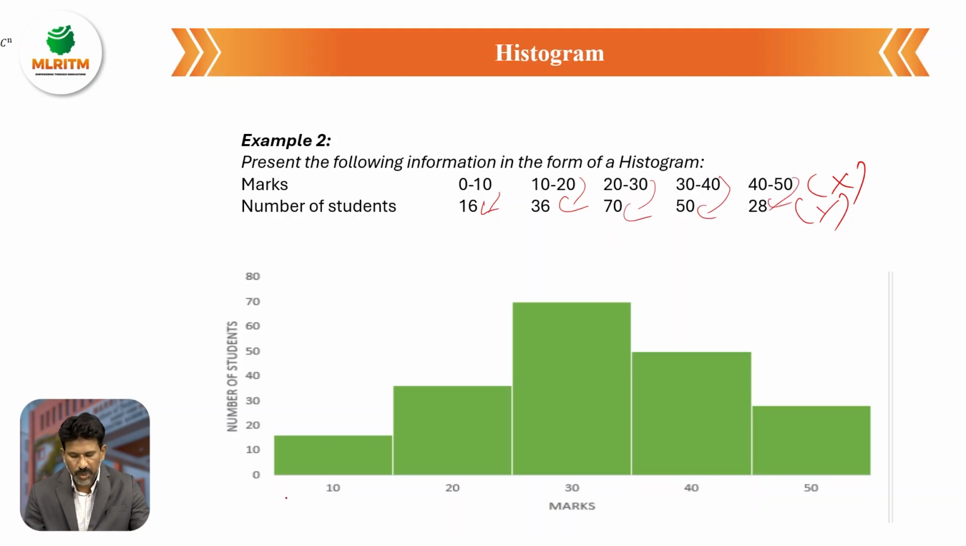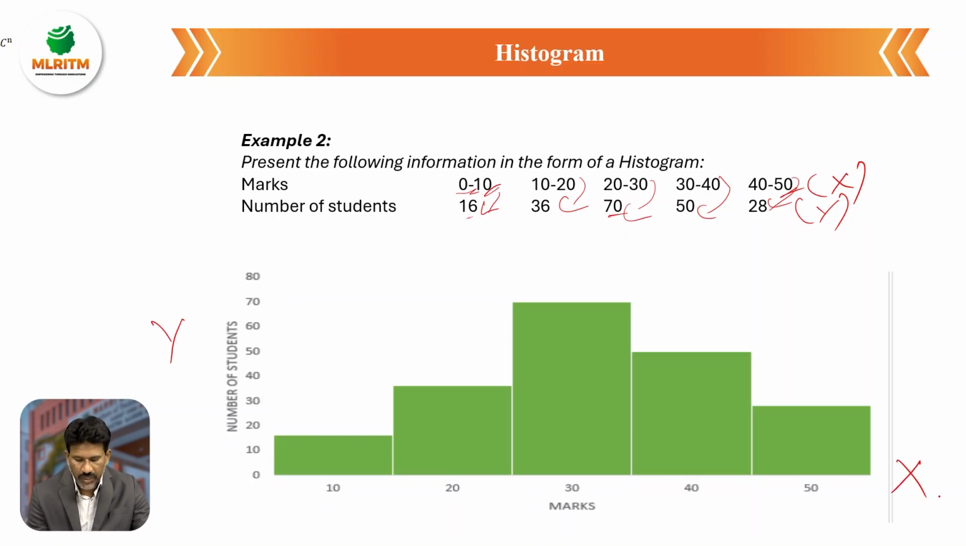Now the x-axis shows the range of marks: 10, 20, 30, 40, 50. The minimum range is 10, the maximum range is 50. So start from 0, and 0 to 10, 10 to 20, 20 to 30, 30 to 40, 40 to 50. Now we will see the number of students, 16 to 70. So 16, just start from 0. 16 to 70 means the range goes up to 80. So 0, 10, 20, 30, 40, 50, 60, 70, 80 students are presented. This is for the y-axis and this is for the x-axis.